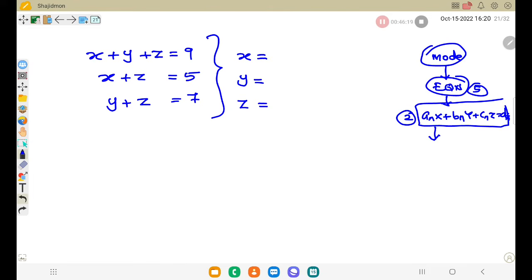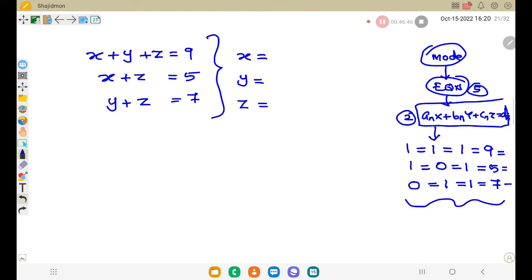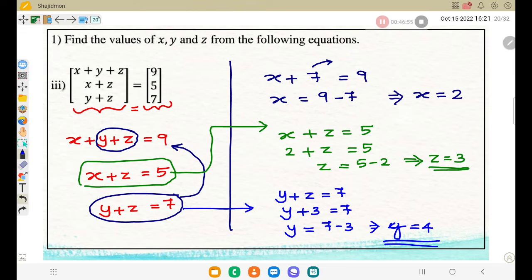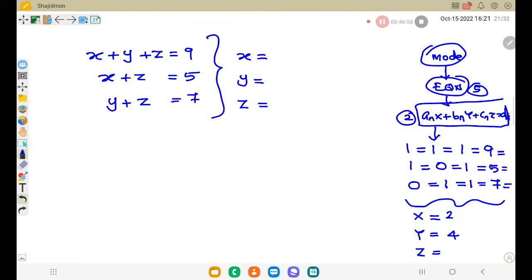So the calculator will ask what is your first equation: x behind number 1, y behind number 1, z behind number 1, right side number 9. Press equal. Second equation: x behind number 1, but there is no y, so 0. Z behind number 1, right side number 5, press equal. Third equation: there is no x, so 0. Y behind number 1, z behind number 1, right side number 7. Once you enter this and press equal, you will get what is x, what is y, and what is z. Correct? Same numbers you got: x equal to 2, y equal to 4, and z equal to 3.